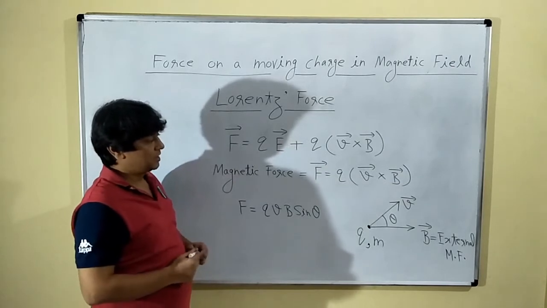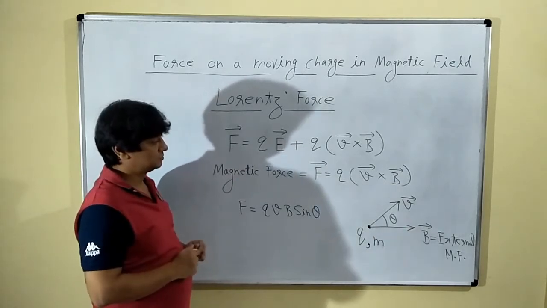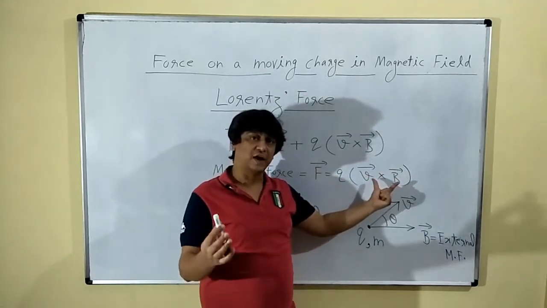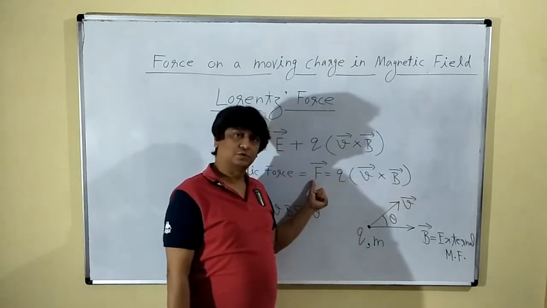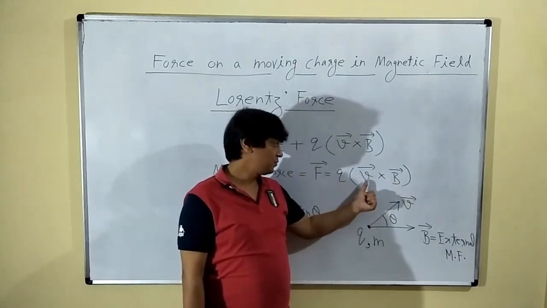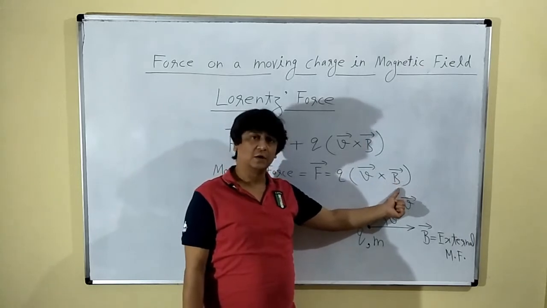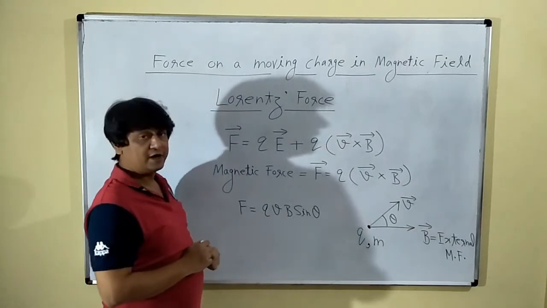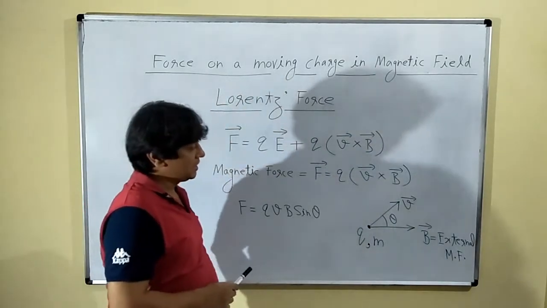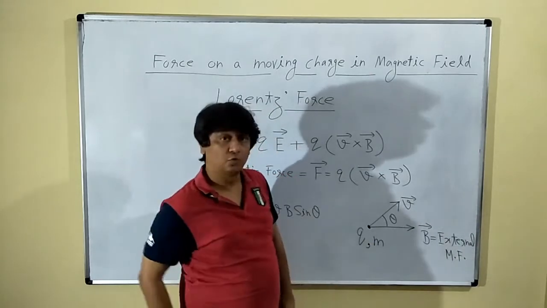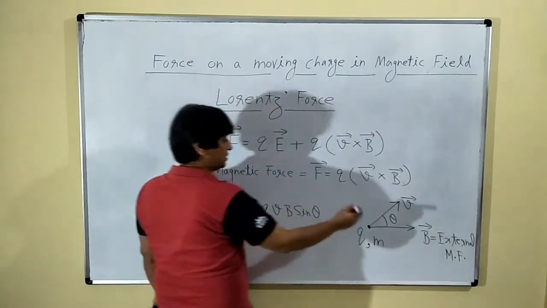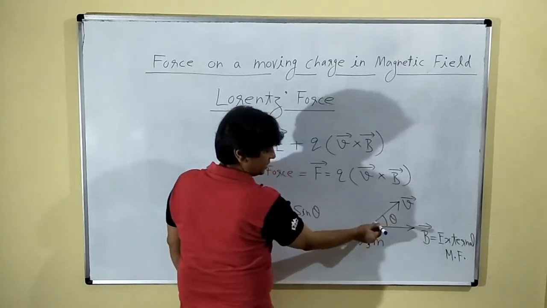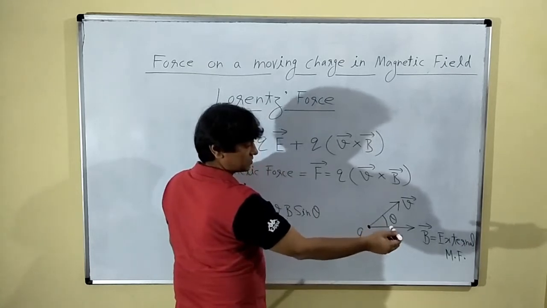And now let's discuss direction. For every cross product, it's very easy to define the direction. The direction of force is perpendicular to the plane of V and B vectors and is given by what? Right hand rule. Right hand rule means what? Either the force will be in this direction, or it will be like this, 90 degrees to the plane in which V and B lie.